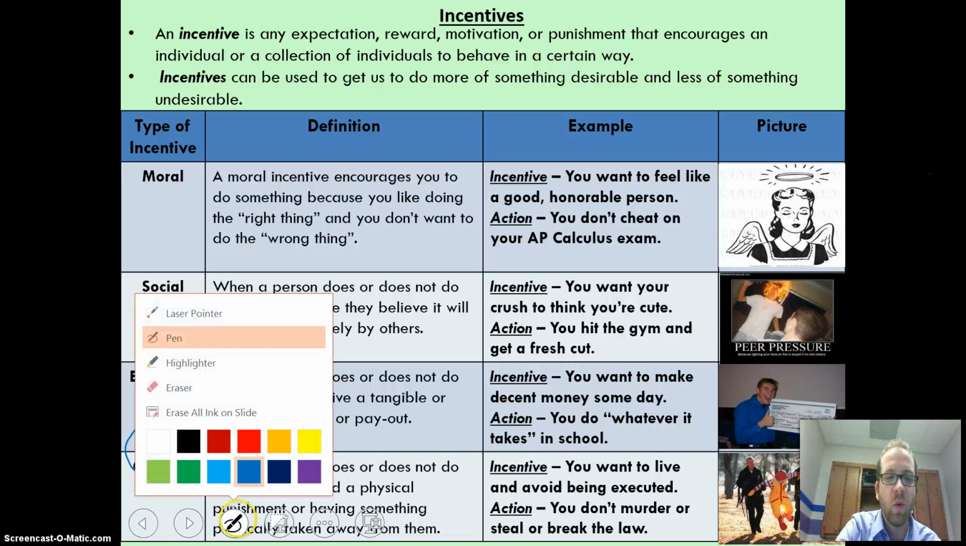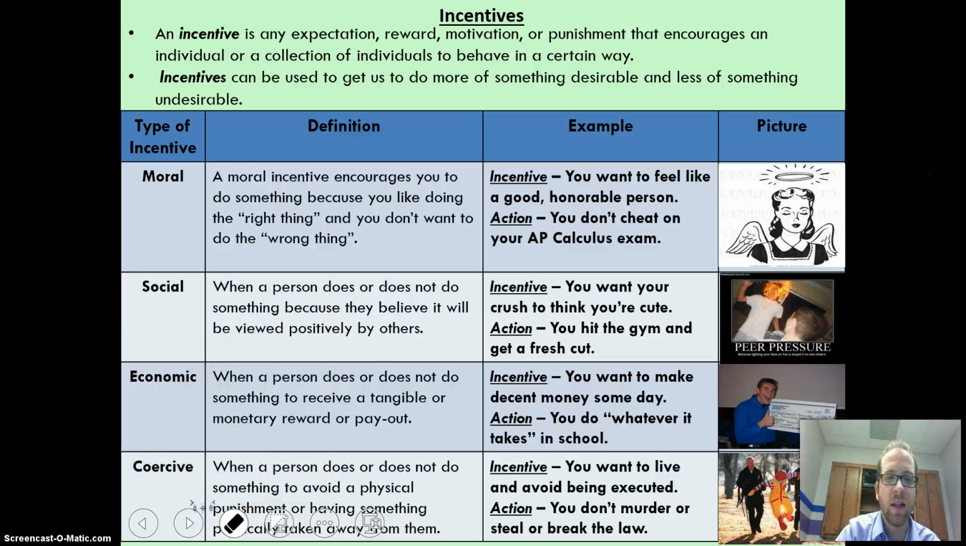So at this point, we have discussed the 4 kinds of incentives: moral, based on your philosophy or your religion about what's right or wrong; social, based on what other people think of you; economic, based on getting a physical reward; and finally, coercive, based on being physically punished, pain, or having something taken away from you.